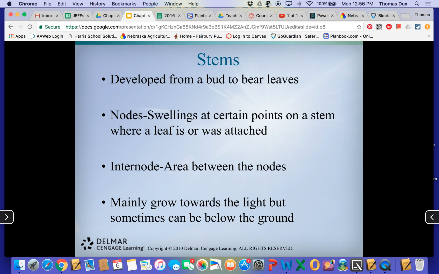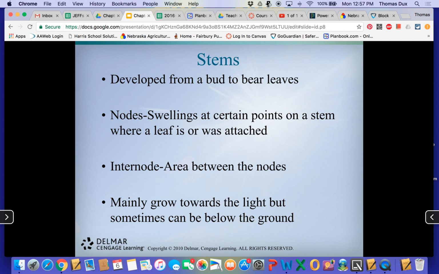The nodes are the swellings at certain points on a stem where a leaf is growing or was attached. Okay? So on this, where do you guys think the nodes are? Number 2 is a node. Very good. Number 5 is a node, and number 8 is also a node. 2, 5, and 8 are nodes.